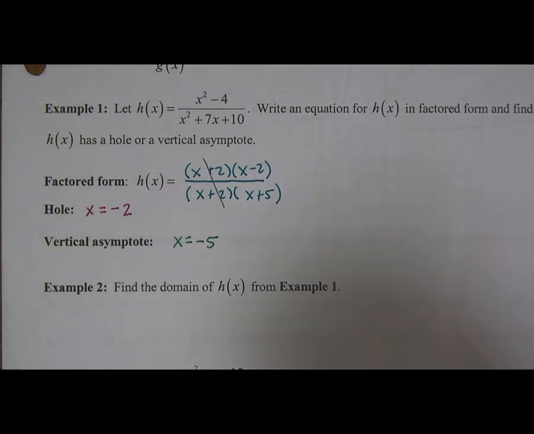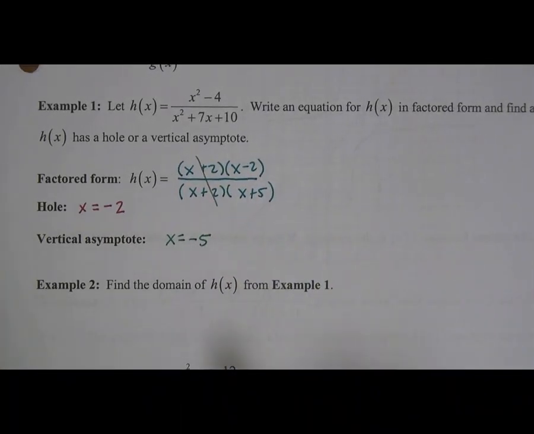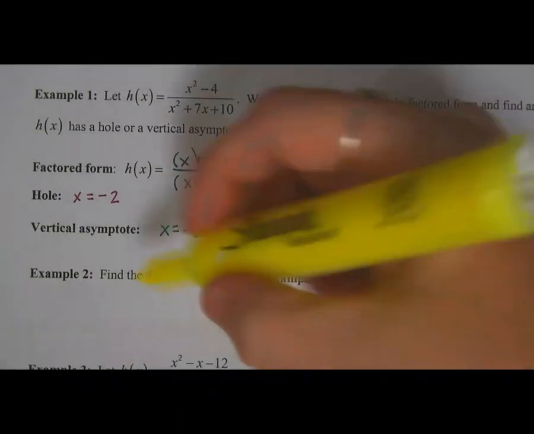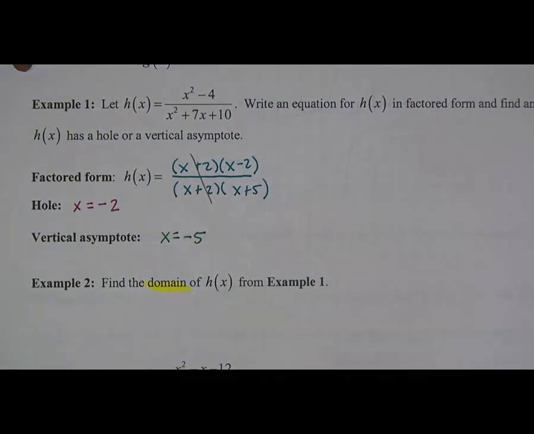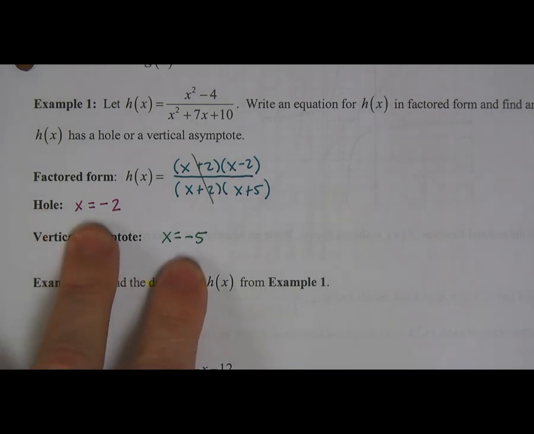We're going to throw on this component, and I think most of you will find this is pretty easy once you've done it a couple of times. If you're asked about the domain, that just means what x values are included in this graph or in this function. And the answer there is basically any number except for these two. You have to exclude these x values because the graph at these x values does not exist.